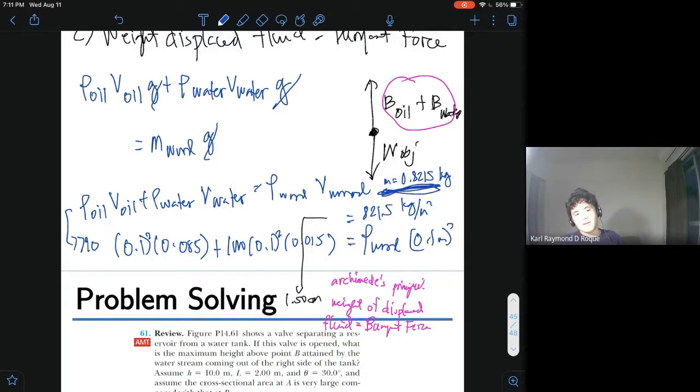Nakuha ba? Nakuha yung application of concepts? Do you get it? Yes, no, maybe.